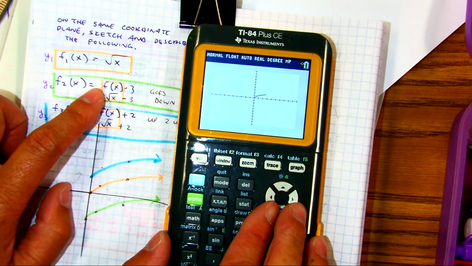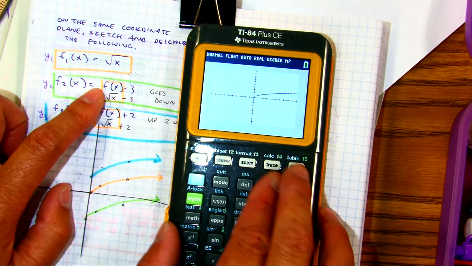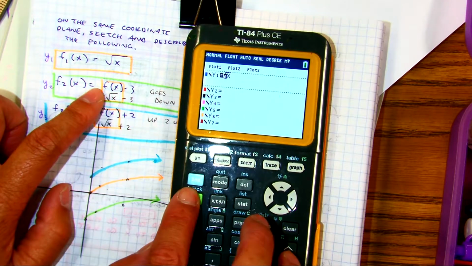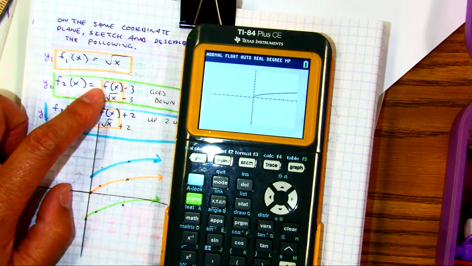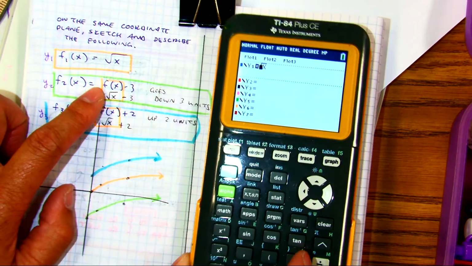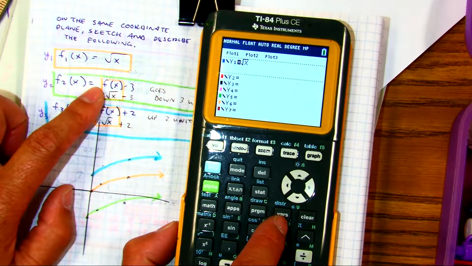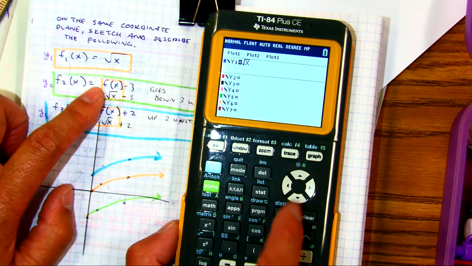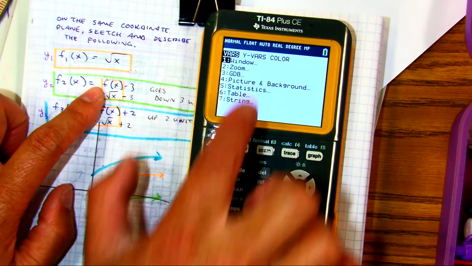Oh, that didn't work. What happened? Try that again. Uh-oh, I forgot the calculator command. I'll teach you old school. Press vars. What button, class? By the down button. Go to the y vars.